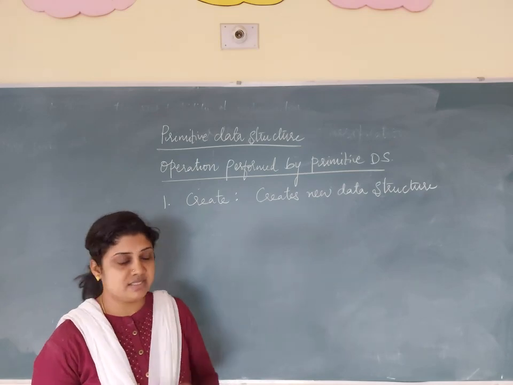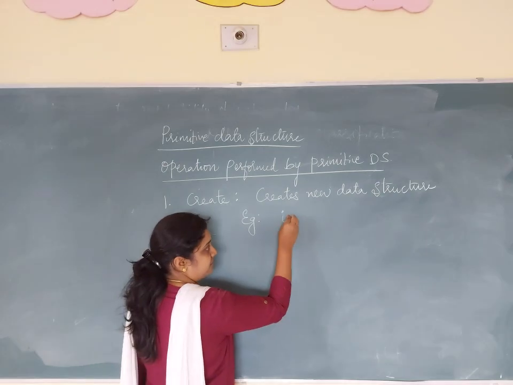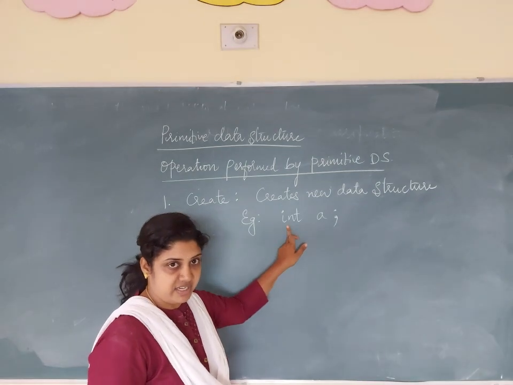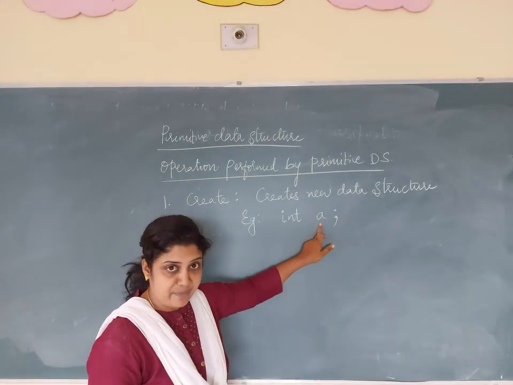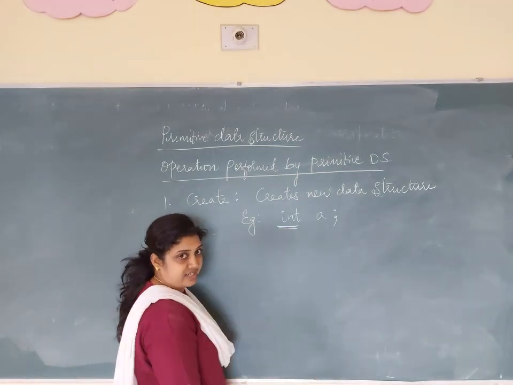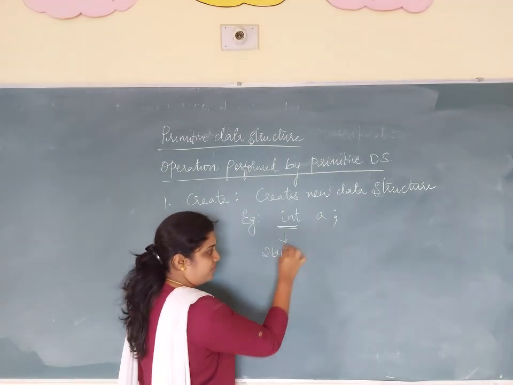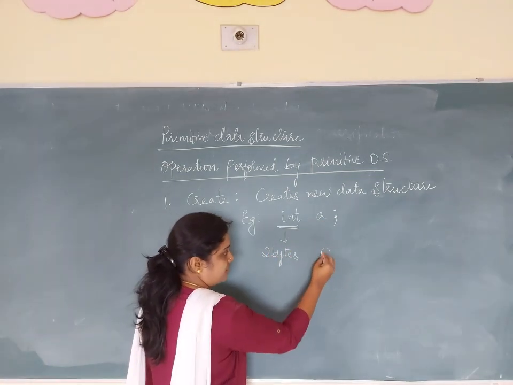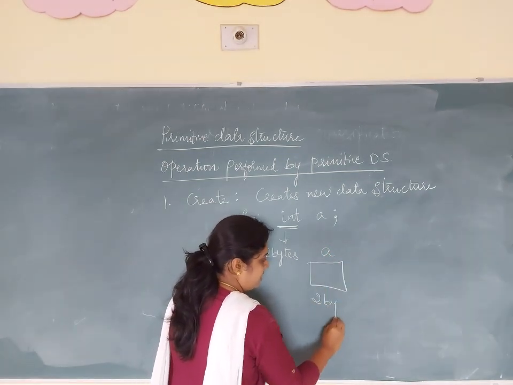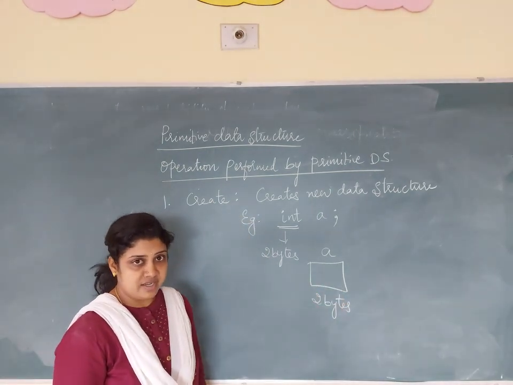How it will create? See here, an example I am going to take. I am going to take int a. So int I have taken, and a is a programming element, or I can call it a variable. Whenever you are using the integer data type, it reserves 2 bytes of memory. For this variable a, that is programming element a, 2 bytes of memory will be allocated. In this memory you are going to store the data.